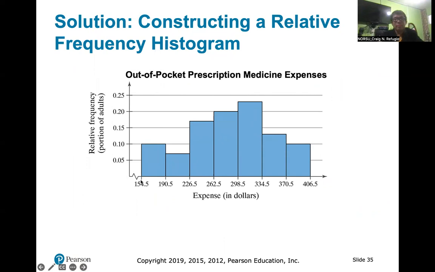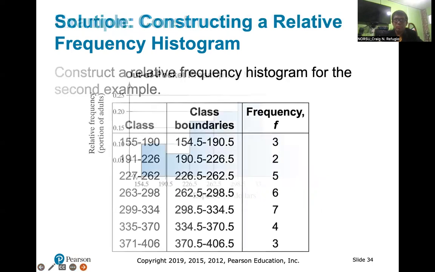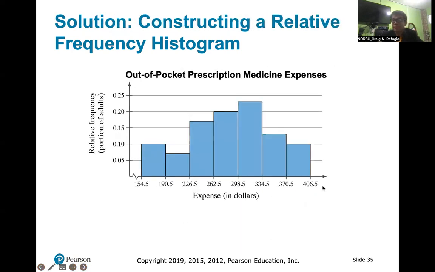So we have 154.5, 190.5, 226.5, up to 406.5. And then take note about these values. So go back to the class boundaries, 154.5, 190.5, up to 406.5. So the last one is 406.5. So we use the class boundaries in here.